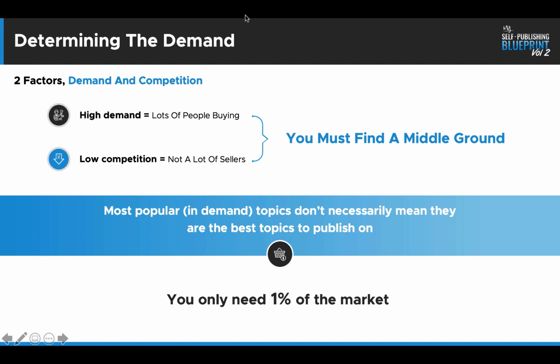And keep in mind that the most popular or in-demand topics don't necessarily mean they're the best ones to publish on. Just because keto diet books are extremely high demand right now, and they're selling super well, it does not mean they're the best books to be publishing on. You only need 1% of the market. And you've heard me say that before. You only need to capture 1% of the market to turn it into a 6-figure a year business.